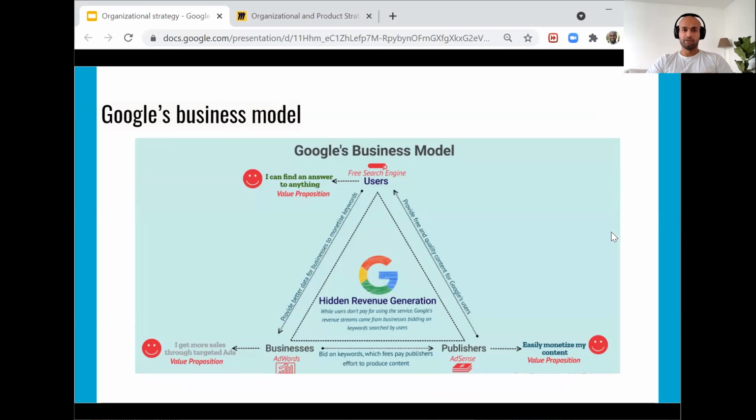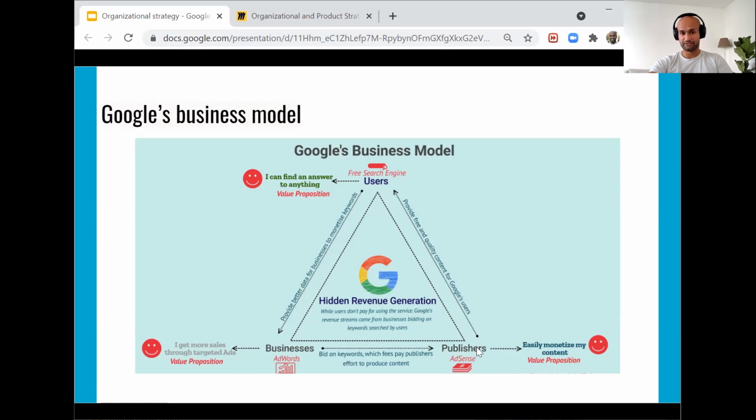Looking at Google, another well-known example of an organization that has a successful strategy, let's look at their business model, one of the models that helps them execute that strategy. They have three parts to it. They have the users at the top, where we can search for anything for free. This is the value proposition. As a user, I can search for anything and get an answer to anything, and it doesn't cost me money. They also have the businesses who get more sales through targeted ads. So the value proposition is a different one than for the users. So for different customers, they have different value propositions, as you can see.